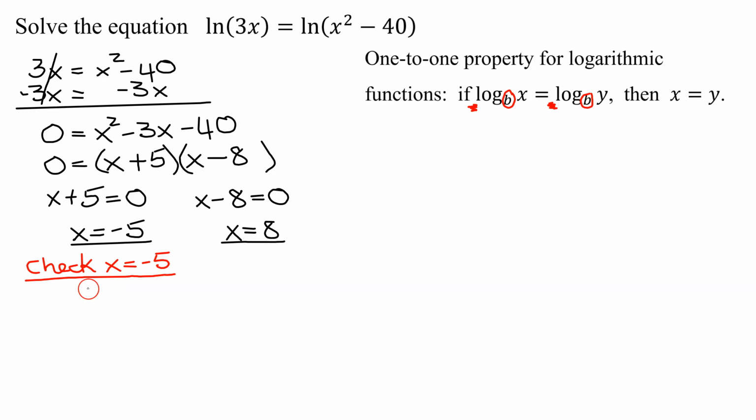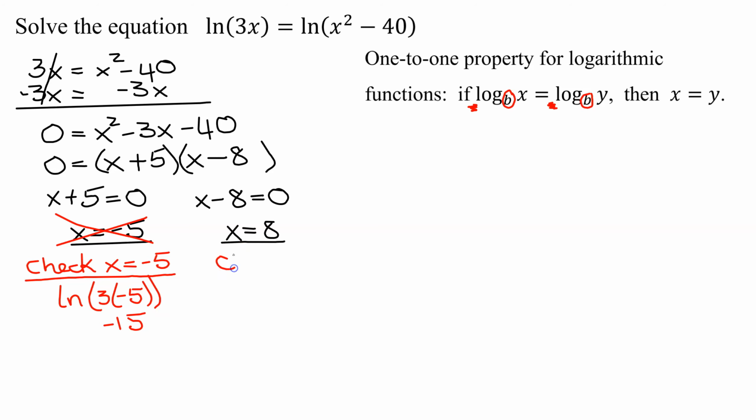So checking x equals negative 5, we get the natural log of 3 times x, which is 3 times negative 5. Well, what's 3 times negative 5? Negative 15. We need the arguments of our logs to be positive. This is not a positive number. I don't need to check any other part of the equation. I now know x equals negative 5 is an extraneous solution.